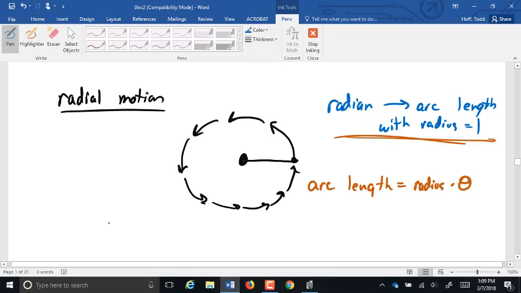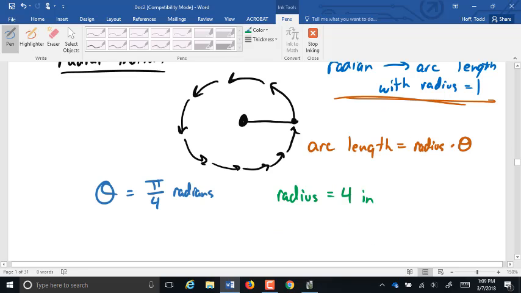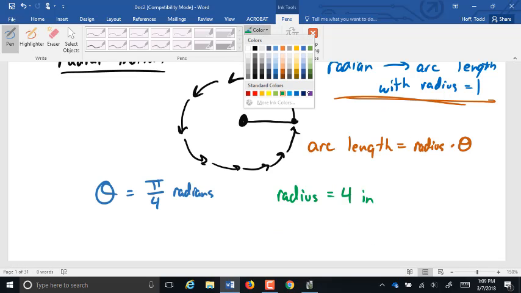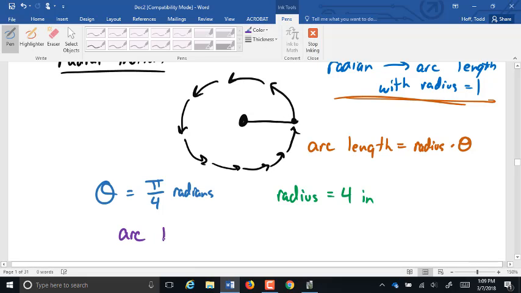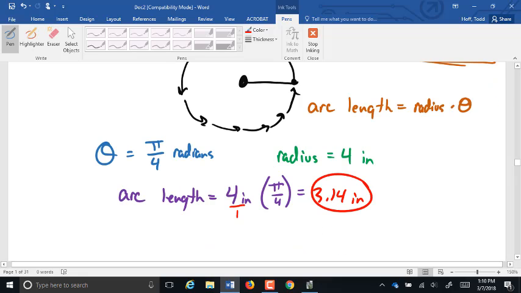So let's say my angle, theta, is pi over 4 radians. If the radius of my circle equals 4 inches, the arc length is simply going to be the radius, 4 inches, times the angle in radians of pi over 4. 4 times pi divided by 4 is just 3.14 inches. So that would be the length of that arc.